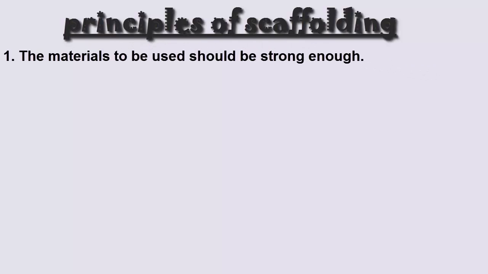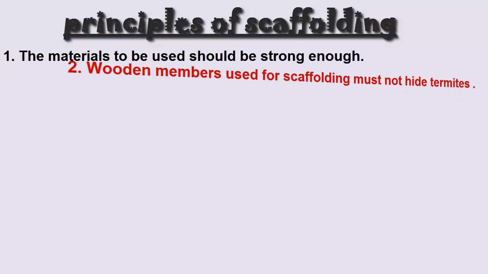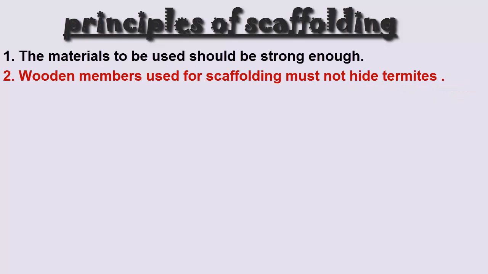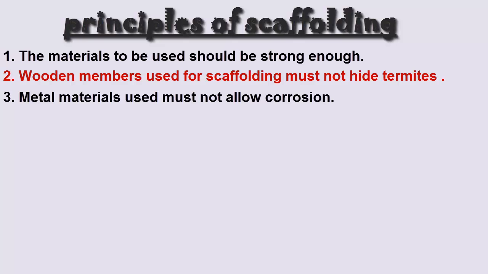What are the guiding principles? First of all, the material you are going to use for the erection must be strong enough. Two, wooden members used for scaffolding must not harbour termites, and must not be so weak that they will collapse during usage. Three, the metal part used, or any metal material, must not allow corrosion, that is, it must not be corroded.